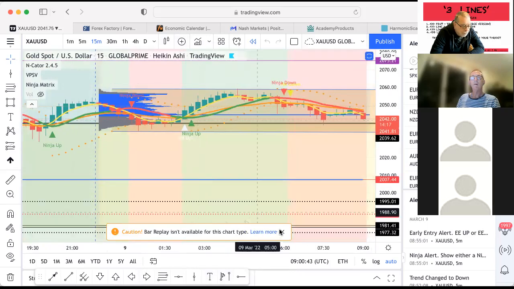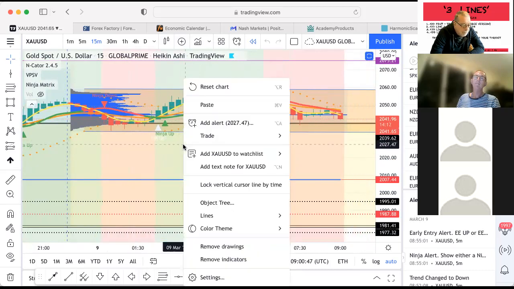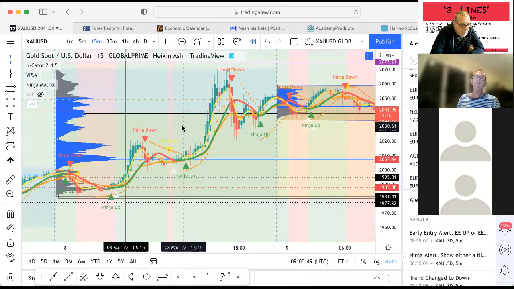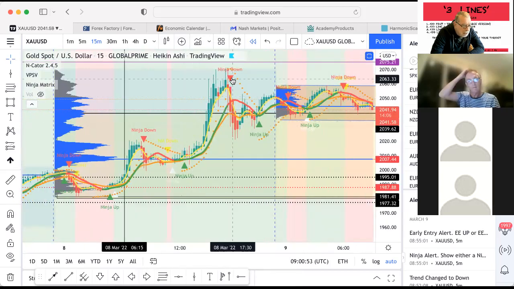What's happened? So we were looking at this point here. We had a Ninja down, but we didn't have a Ninja Matrix down. That was what stopped me getting into this sell.